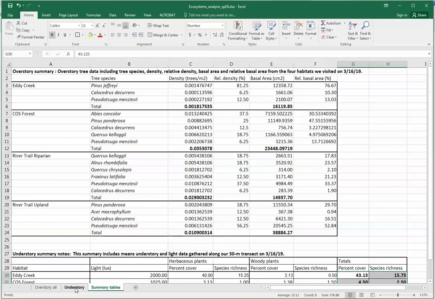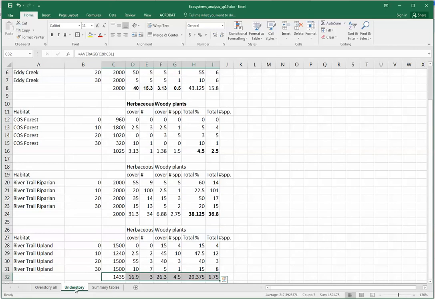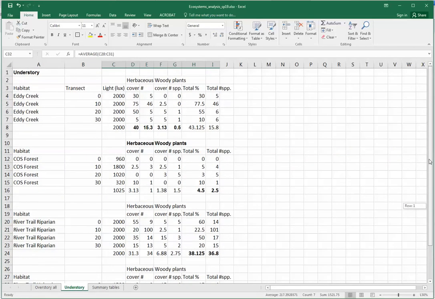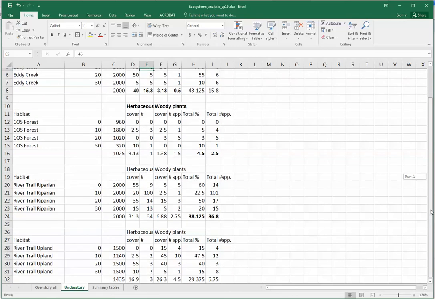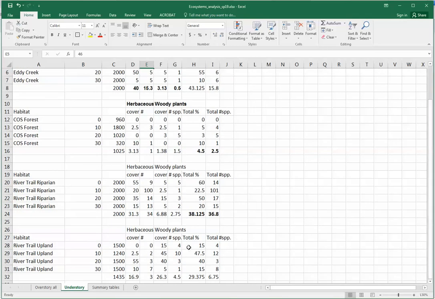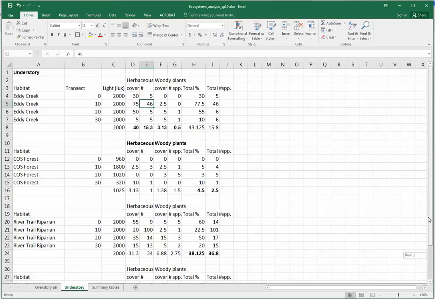And I've also summarized all of the understory data that you guys collected and the light data. So on the understory tab, you can see the raw data. I'm having a little bit of a hard time believing that somebody found 46 species in the understory at Eddy Creek. And let's see, there was another one that was kind of funny somewhere. I'm not sure where it is, but that number's a little bit funky. We might want to think about that.